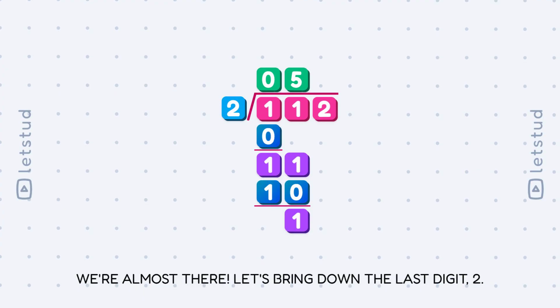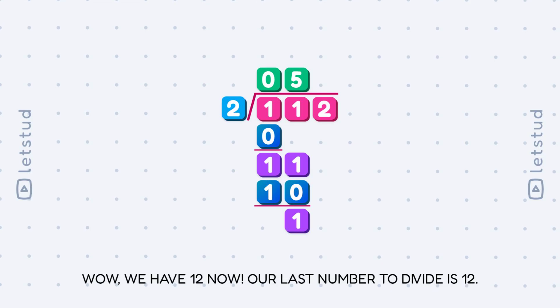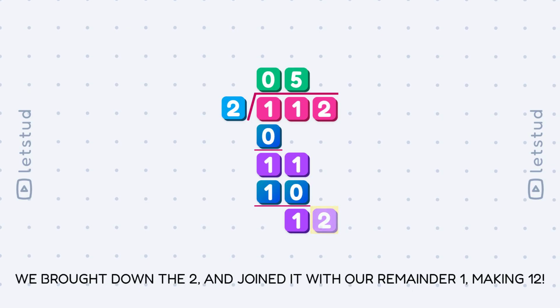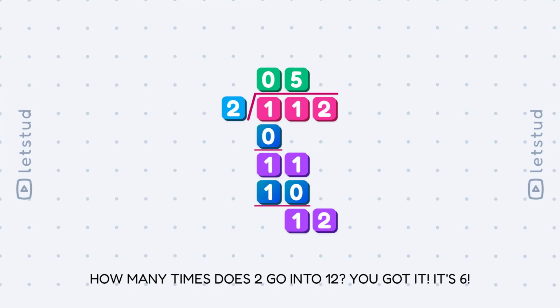We're almost there. Let's bring down the last digit too. Wow, we have 12 now. Our last number to divide is 12. We brought down the 2 and joined it with our remainder 1, making 12. How many times does 2 go into 12? You got it, it's 6.